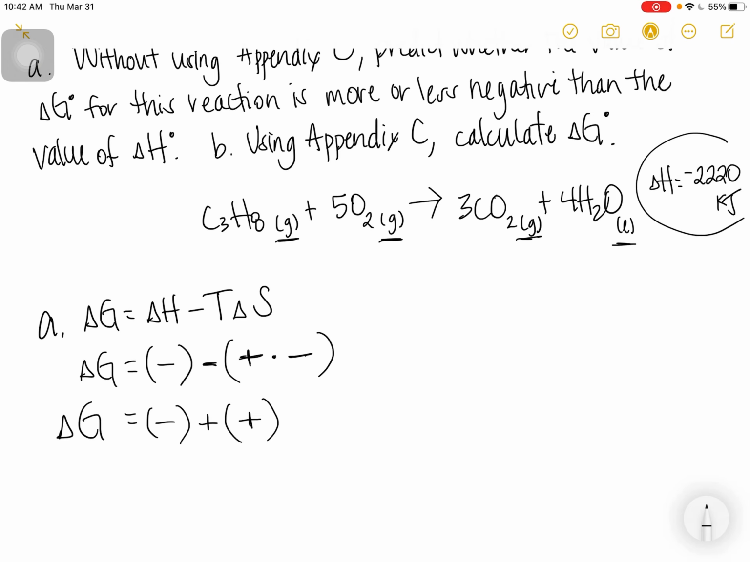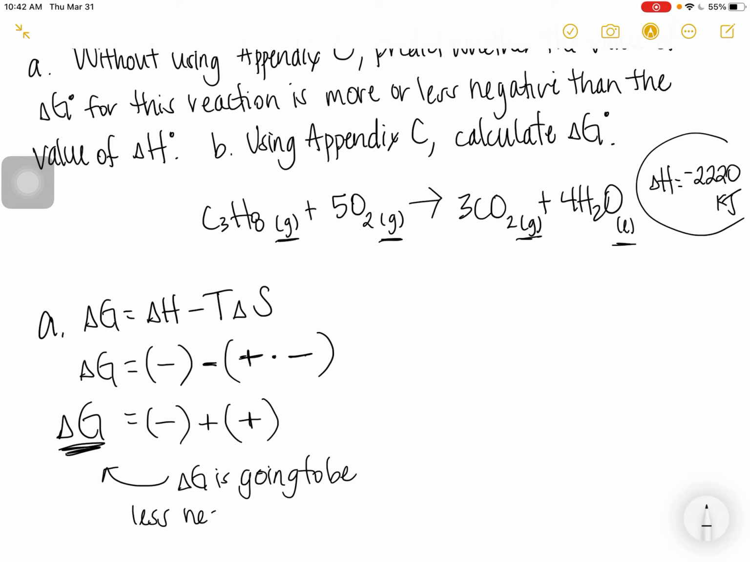So again, remember the question's asking me what is delta G going to be in comparison to delta H, and delta H is right here. So essentially I'm taking a negative number and I'm adding a positive to it. So what's going to occur is that delta G is going to be less negative than the value of delta H, because I'm essentially taking delta H, which is negative, and adding some positive number to it. It's going to make it a less negative number. So that's my answer for part A.